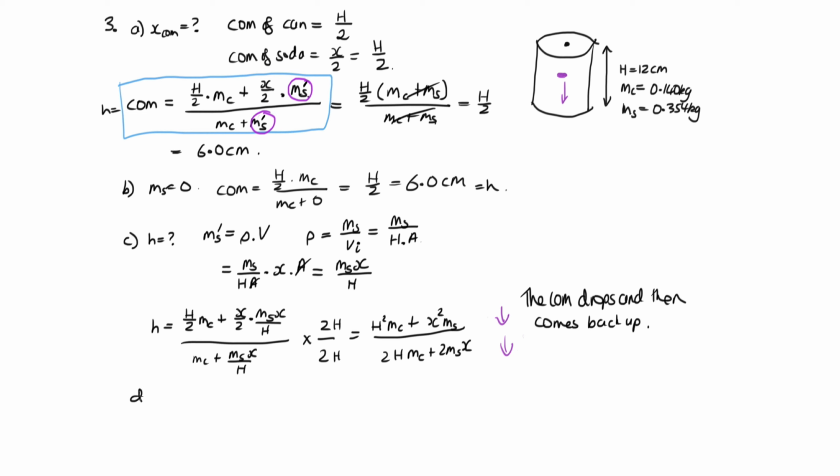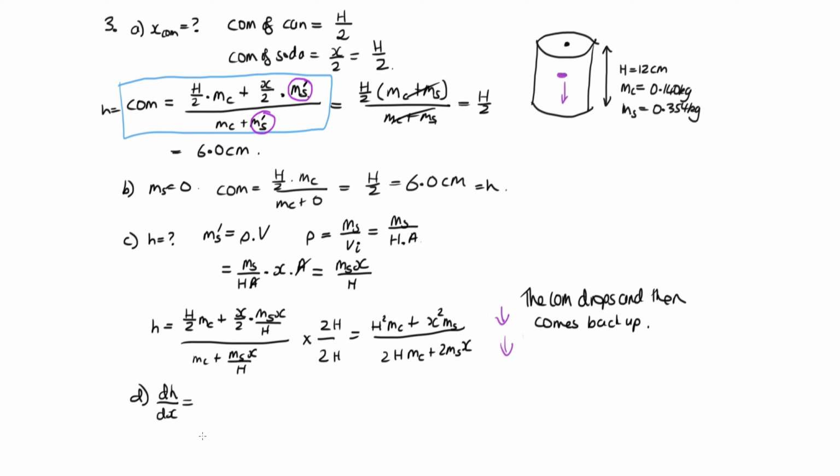Okay, now part D is a bit of a challenge. What we'll need to do is look at this expression here, which we've just derived, and find out when this is a minimum. So in order to do that, you'll need to work out what dH/dx is.